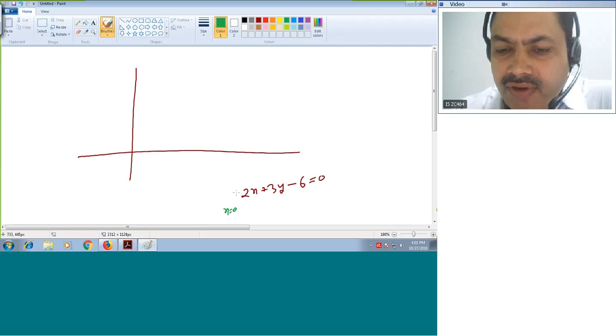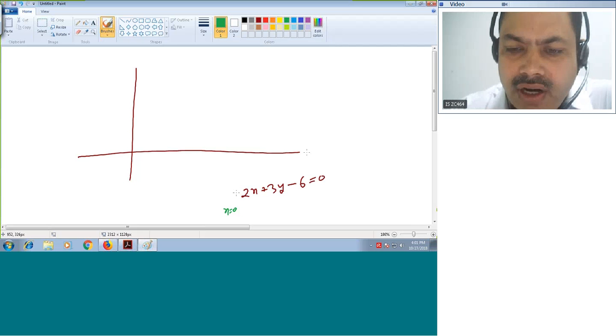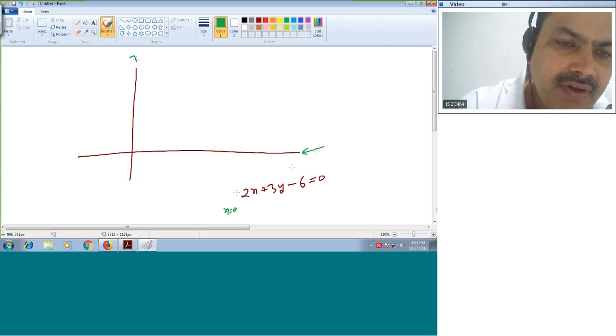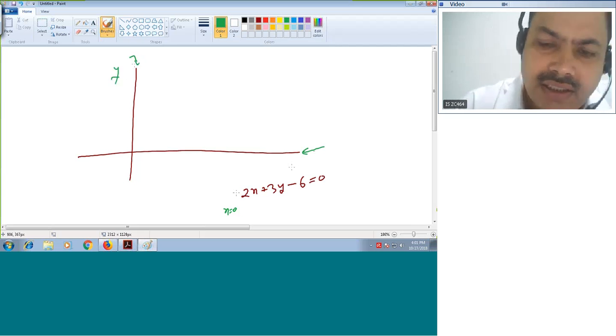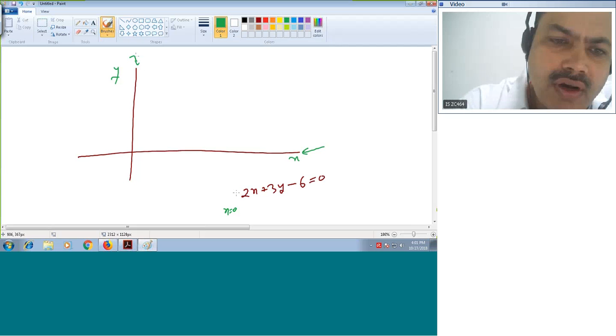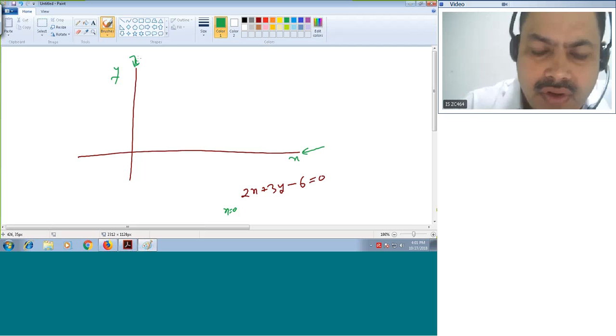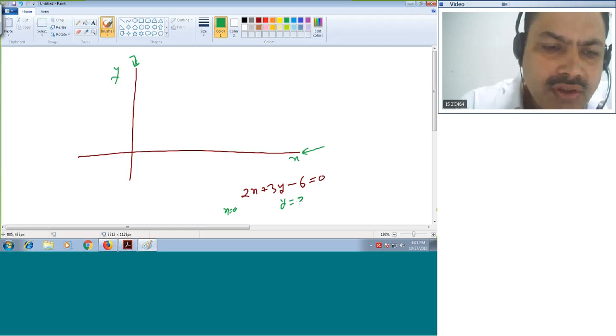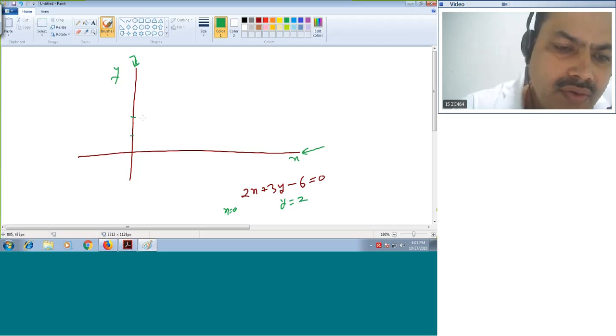If x is 0, you can say that the point is on this particular line. On this line, everywhere the value of x is 0. This is the y axis, this is the x axis. So here I can find out that y is equal to 2. So if we take 1 and 2, it means that the line passes through this point.